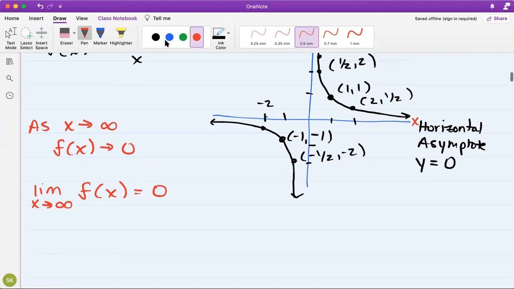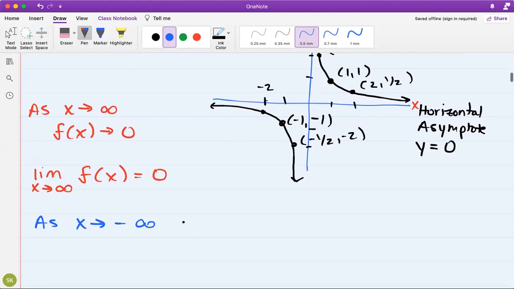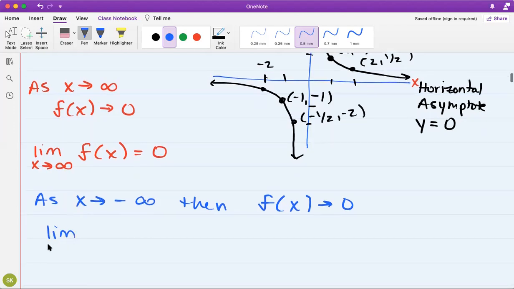So something else you could say is as x goes towards negative infinity, then our function is going towards 0. So it's approaching 0. The further we go out this way with our x values, the closer this line is getting to 0. And that can be written as the limit as x approaches negative infinity of f of x is equal to 0.